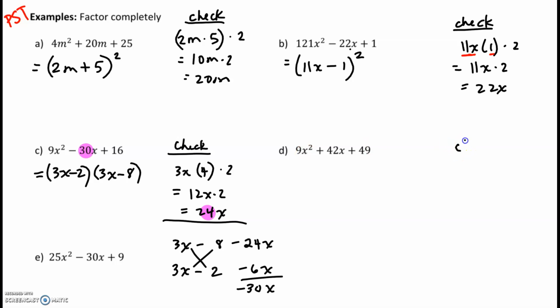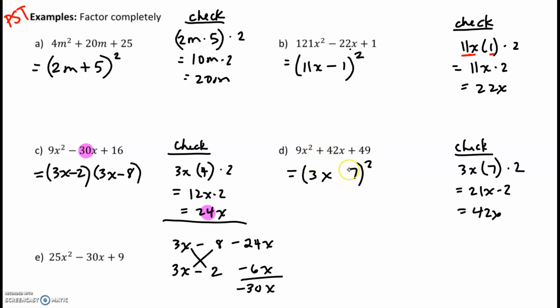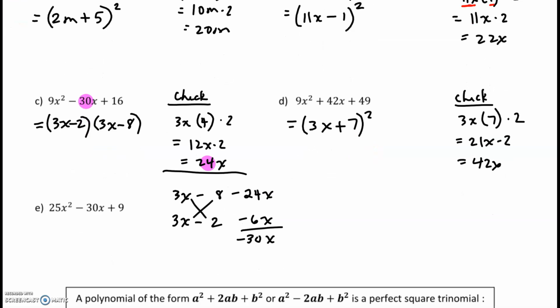All right, let's go ahead. We'll do the check and see, is this a PST? So my first term, I can square root it, gives me 3x. Second term, I can square root it as 7, and then we times it by 2. So 3 times 7 is 21x, times 2 gives me 42x, and we got a match with our b. So then we know it's going to be 3x and 7 squared. My sign is plus, so I have to have a plus here. Done. So you can see the advantage. If you can recognize a perfect square trinomial, it's a lot faster to factor.